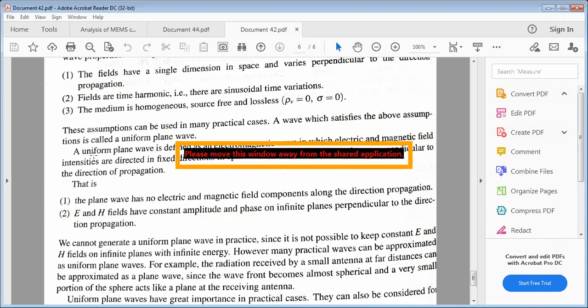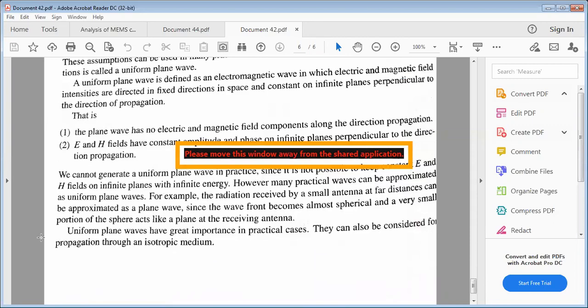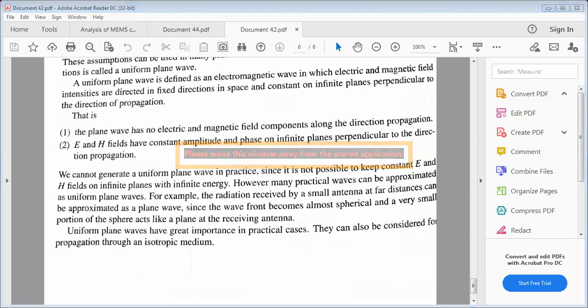These are the assumptions that must be made for many practical cases. A wave which satisfies the above assumptions is called a uniform plane wave. A uniform plane wave is defined as an electromagnetic wave in which the electric and magnetic field intensities are directed in fixed directions in space and constant on the infinite planes perpendicular to the direction of propagation. This is the alternate definition. That is, the plane wave has no electric and magnetic components in the direction of propagation.